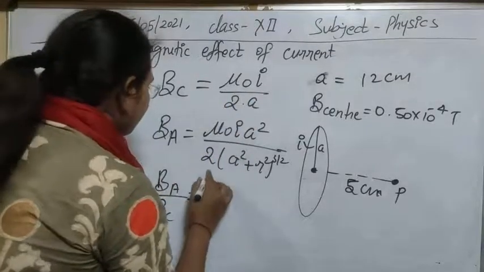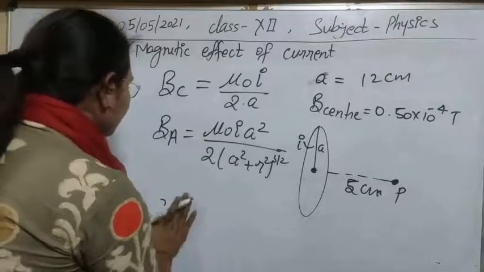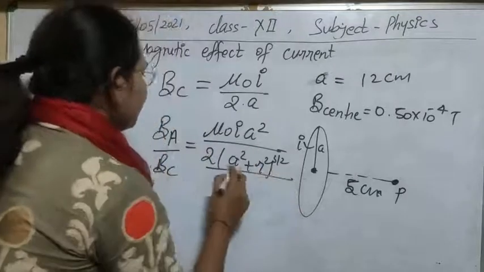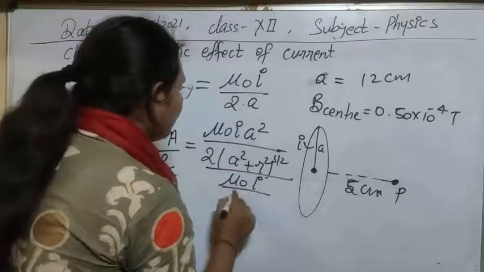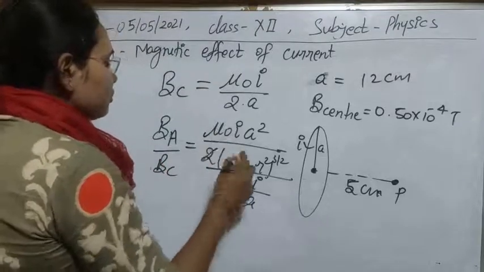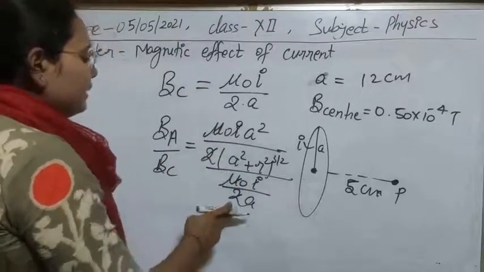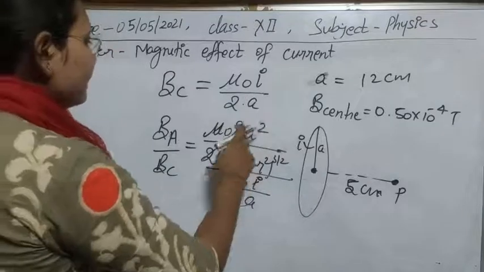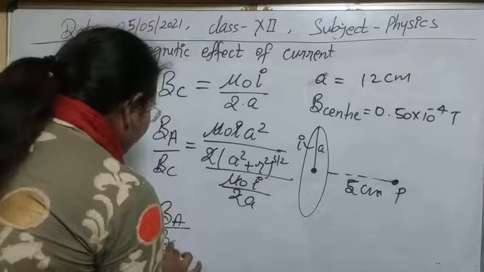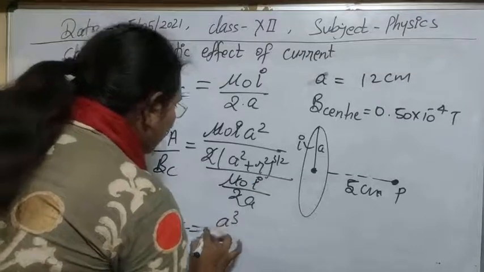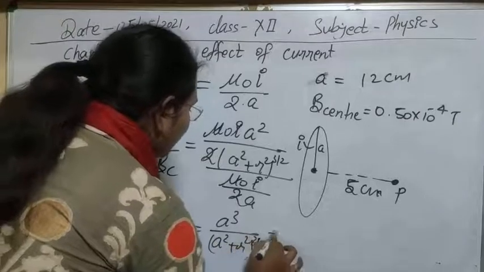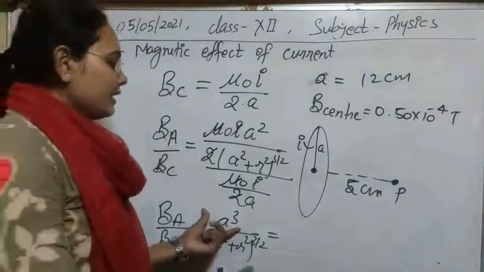Taking the ratio, you write mu 0 I upon 2A here. So the 2 will cancel out, and mu 0 I will also cancel out. Finally A will be multiplied here. So BA divided by BC is A cube upon (A square plus R square) power 3 by 2. Now we have all the values, so let's write down their values.